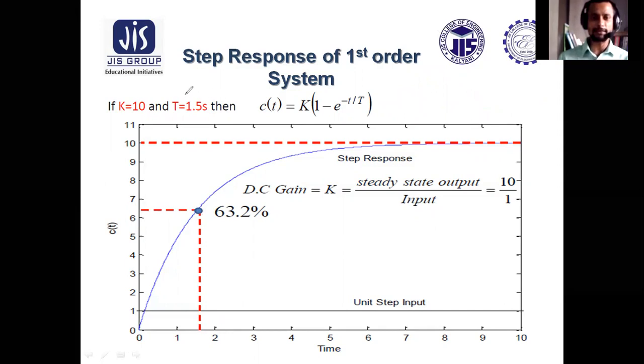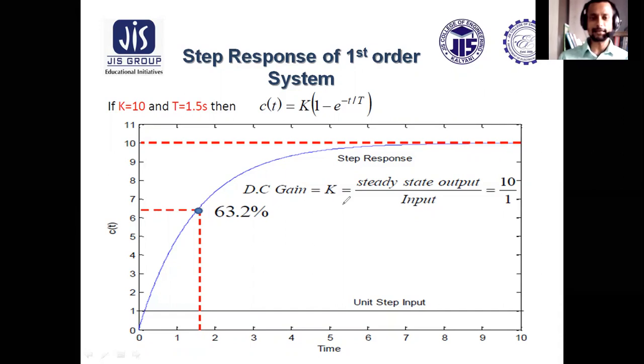So this T is known as the time constant. So the time constant is this much time. This much time is required for the response curve to reach 63.2% of the final value. So time constant can be defined as the time taken by the response curve to reach 63.2% of final value.